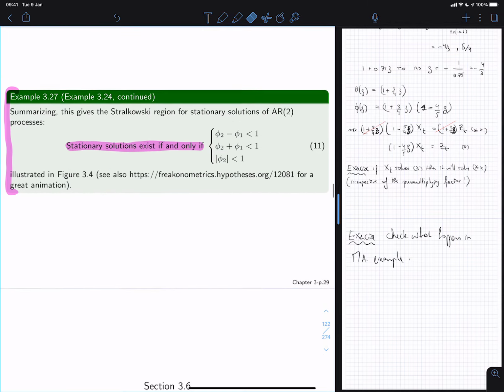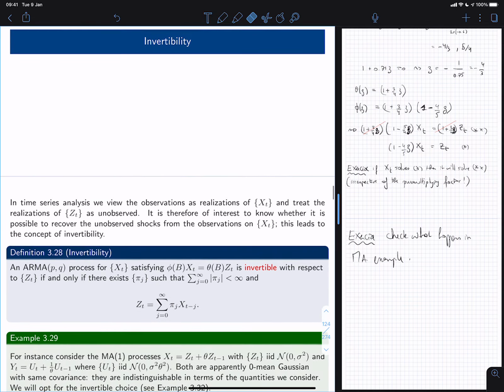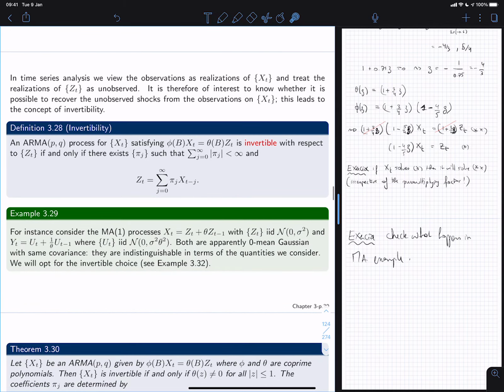Okay, now there's something else over which I will go quite quickly, but it's also important. In so far, the Zts were the noise and the Xts are what we saw, and we were constructing Xt from the unobserved noise. It would be interesting to see if we can reverse the process, so if we can find an expression of the noise in terms of the observables, because if that is the case, then we are probably in a better situation.